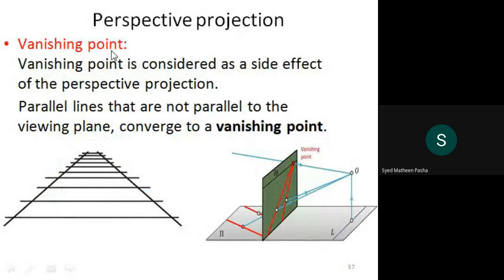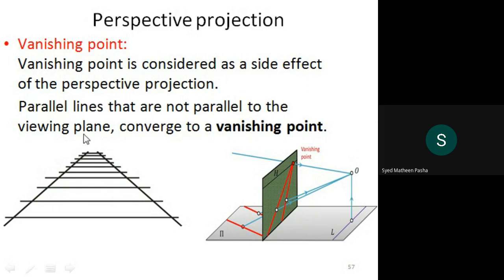Then, the vanishing point is actually called a side effect of perspective projection. To take an example of some medicine, there might be some side effects of that medicine as well, right? Similarly, with respect to perspective projection, the vanishing point is the side effect. So what is a vanishing point? Basically, parallel lines that are not parallel to the viewing plane give you the vanishing point.